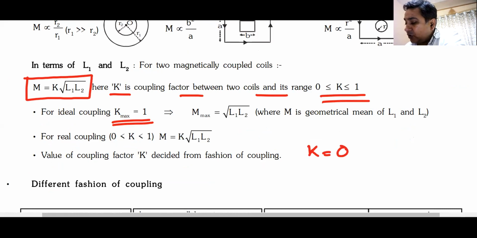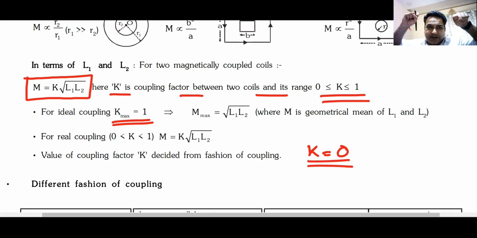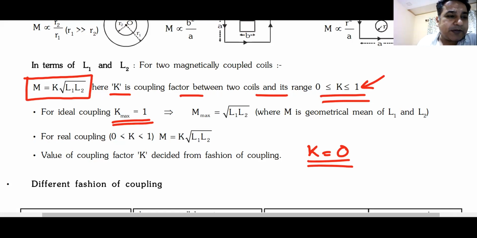Now, when K is 0, what happens is flux linked in the first coil is not linked with the second coil. Whatever flux is linked in the first coil remains with the first coil. Whatever flux is linked in the second coil remains with the secondary coil. When coupling factor is 1, 100% of the flux in the primary is linked with the secondary. That is how coupling factor and orientation and everything comes together.